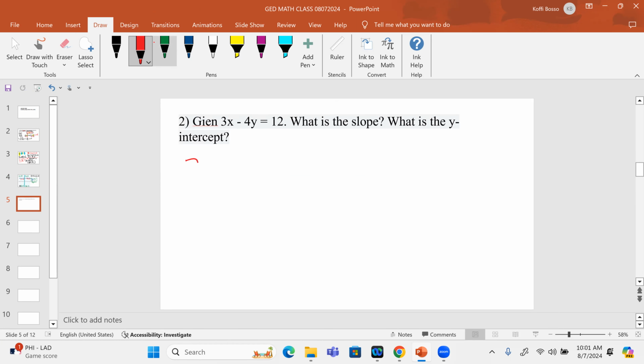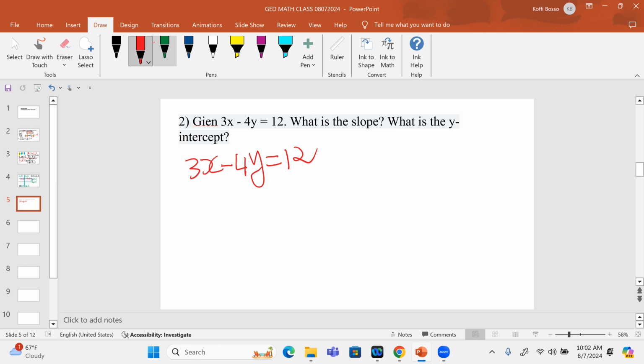They give you 3x minus 4y is equal to 12 and ask you to find the slope. Understand that to find the slope, we have a different method. A different way to find the slope, and it depends on the question, you'll see what kind of method fits the question. So here, do we know the slope formula, y2 minus y1 divided by x2 minus x1? Do we need that? No, we don't need that because they don't give you points as coordinates in brackets to use.